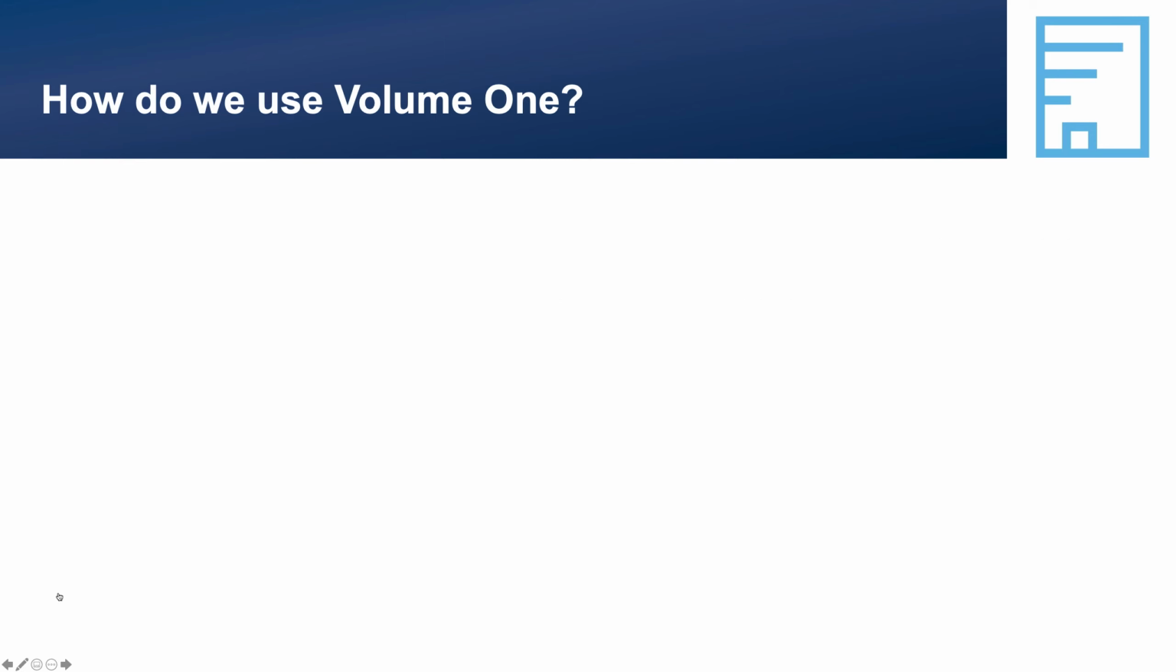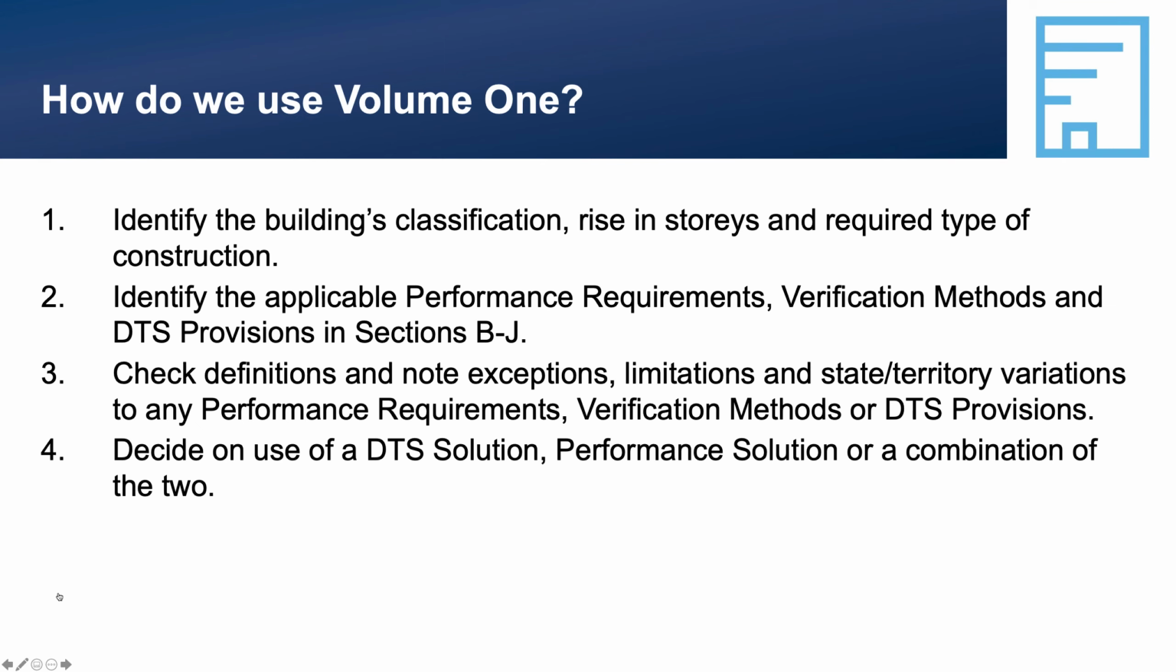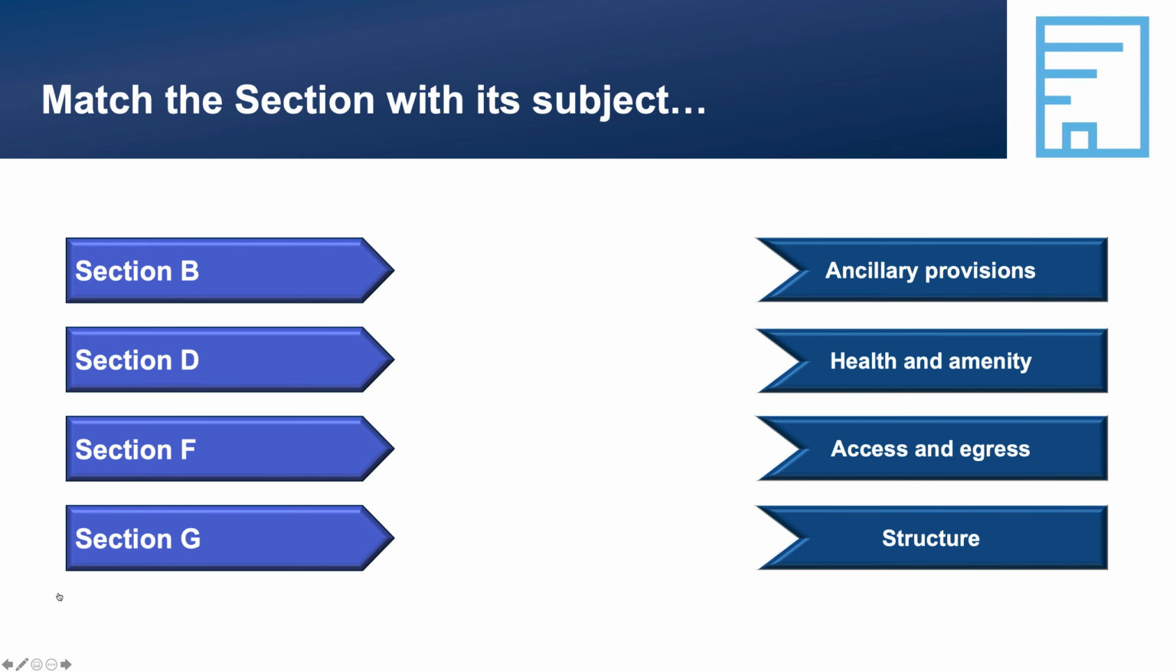Let's check in with what we've learnt so far about how to use Volume 1. Firstly, we identify the building's classification, rise in stories, and required type of construction. We then identify the applicable performance requirements, verification methods, and DTS provisions in Sections B to J. We then check definitions and note any exceptions, limitations, and state or territory variations to any performance requirements, verification methods, or DTS provisions. And finally, we decide on the use of a DTS solution, performance solution, or a combination of the two. Match each section with its subject.